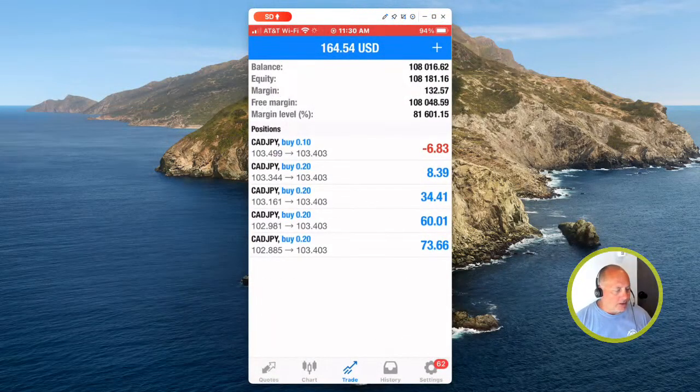Welcome, fellow Forex traders. Terry from FXWithTerry.com, the free signal that you have available. If you go to FXWithTerry.com, join the group. This is what we are trading right now. CAD JPY is a terrific trade, an incredible trade.